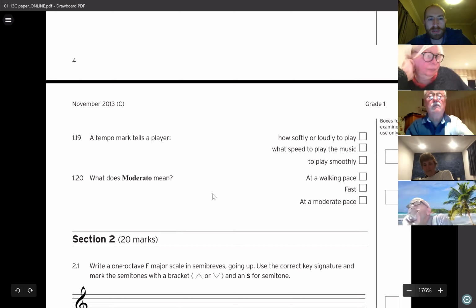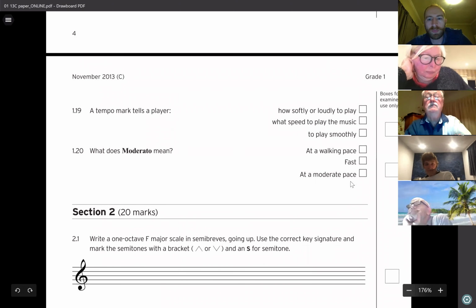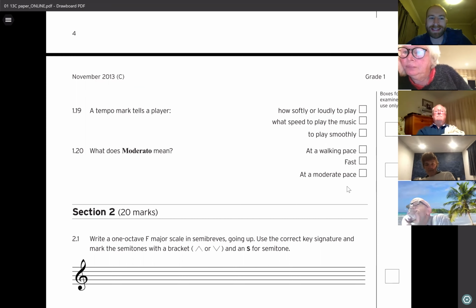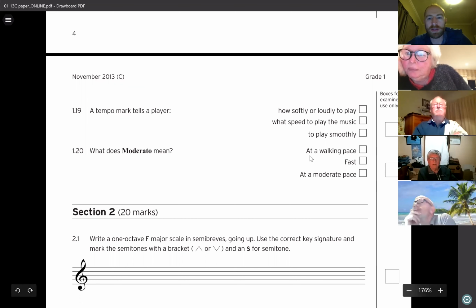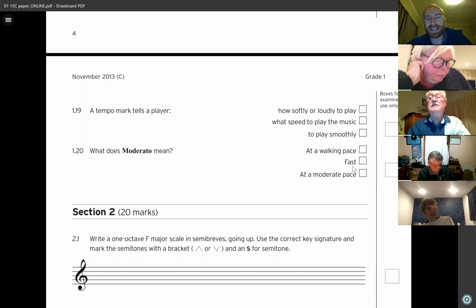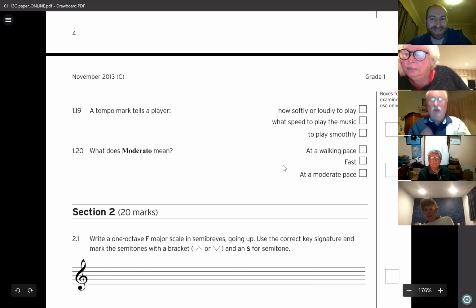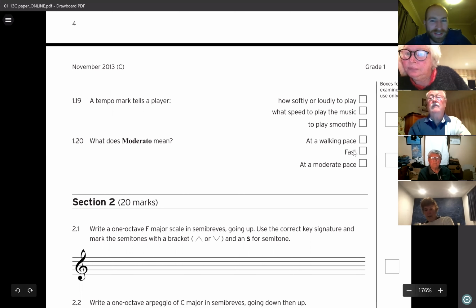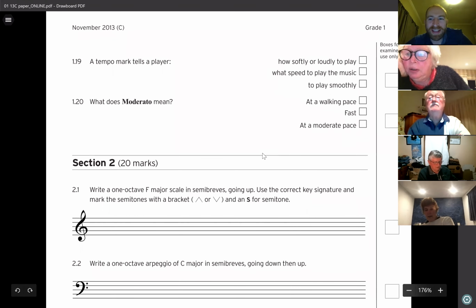What does moderato mean? Here are your options on the right. A moderate pace. Yes, it's about speed rather than volume. And who can remember what a walking pace is? Andante. And what would fast be? Allegro. That's right. That was not the question, but just testing that you could remember.